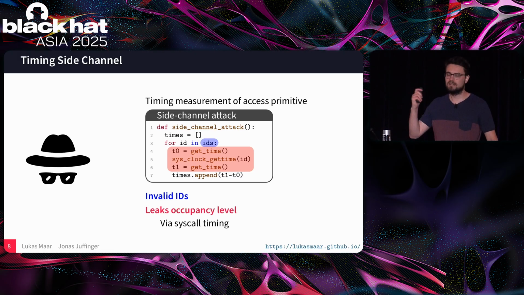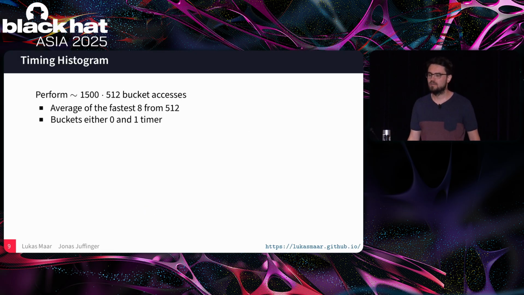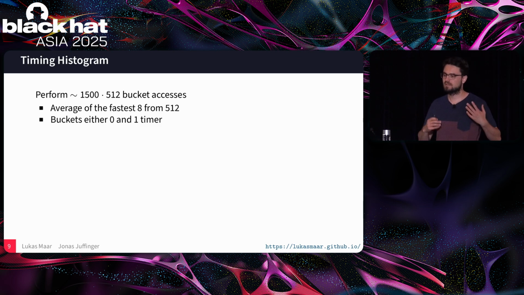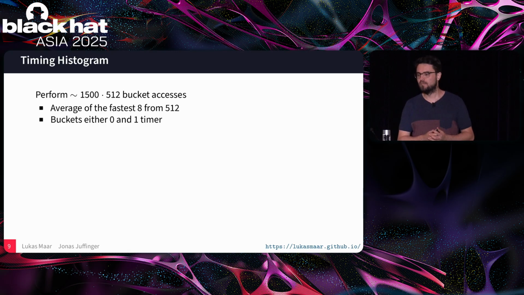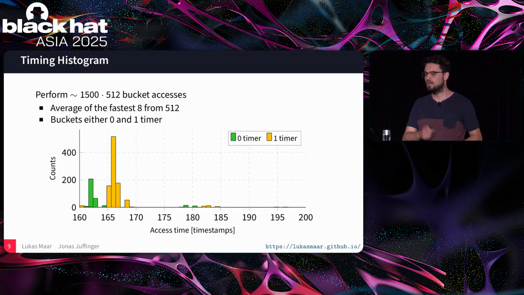And so we did this on a real system. We performed 1,500 times 512 accesses to this bucket. Of these 512 accesses each, we took the 8 fastest and then the average of those. This removes a lot of noise from the system. And the buckets are either empty or have a single timer in them. If you look at this graph, we can see a beautiful timing difference between an empty bucket and a bucket with a timer in it.